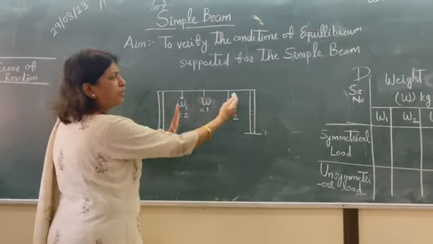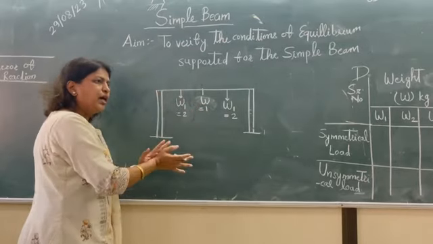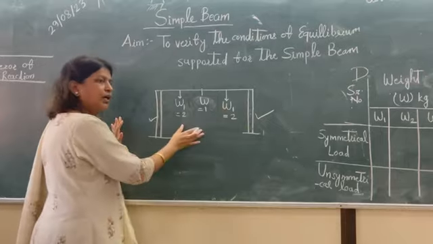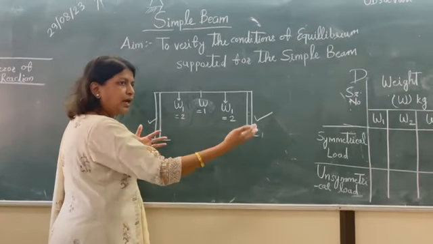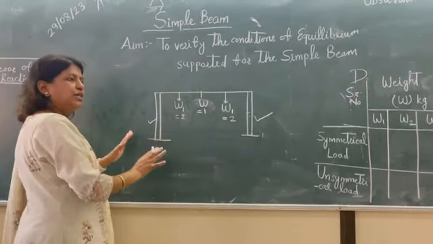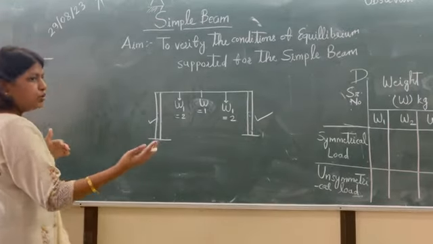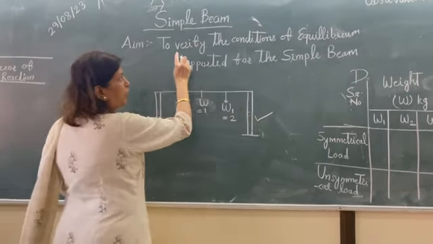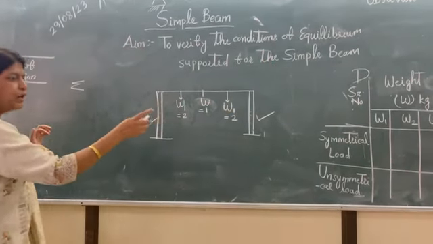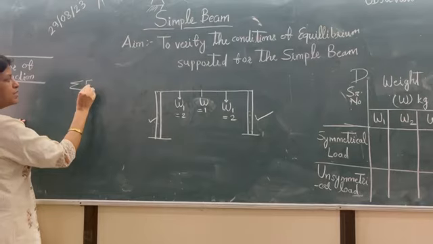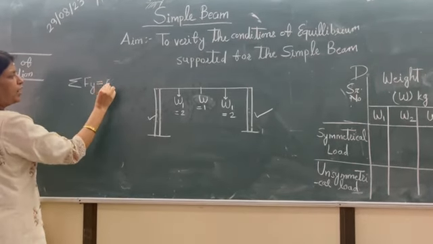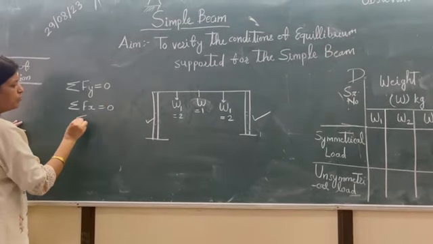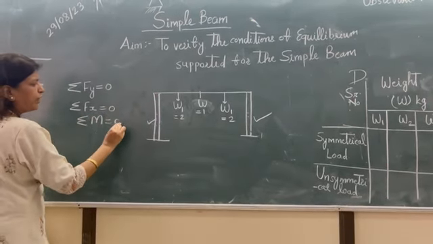Means we will shift the positions of the load, and every time we will see the corresponding reading. Okay, so for symmetrical you know the reaction will be equally distributed. But for unsymmetrical we have to use the equilibrium equations. See, the aim of the experiment is to verify the conditions of equilibrium. So what are the equilibrium conditions? We will see that summation of forces in y direction is 0, summation of forces in x direction is equal to 0, and moment is equal to 0. So we have to verify these conditions.